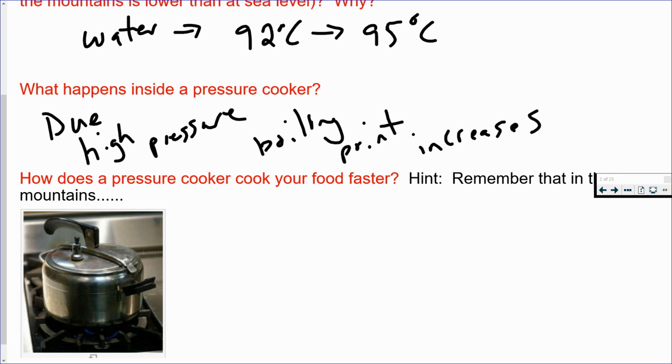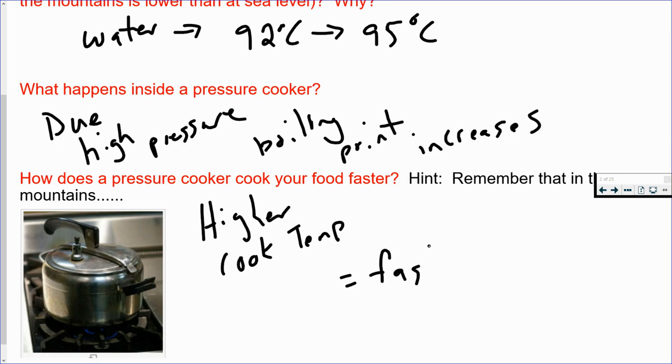Okay. So finally, again, if you increase boiling point, you reduce time. So higher cooking temp is equal to faster dinner. And let's all be honest, sometimes we're in a hurry and we need that dinner pretty darn fast.